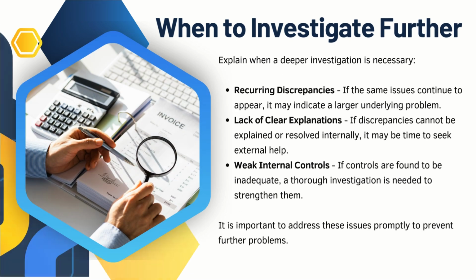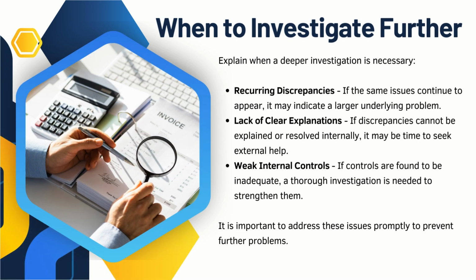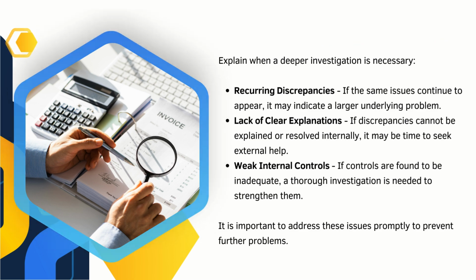When to investigate further. Explain when a deeper investigation is necessary. Recurring discrepancies: if the same issues continue to appear, it may indicate a larger underlying problem. Lack of clear explanations: if discrepancies cannot be explained or resolved internally, it may be time to seek external help. Weak internal controls: if controls are found to be inadequate, a thorough investigation is needed to strengthen them. It is important to address these issues promptly to prevent further problems.